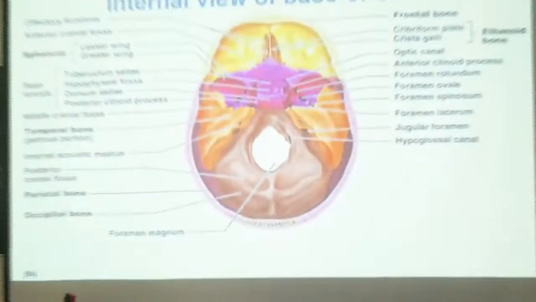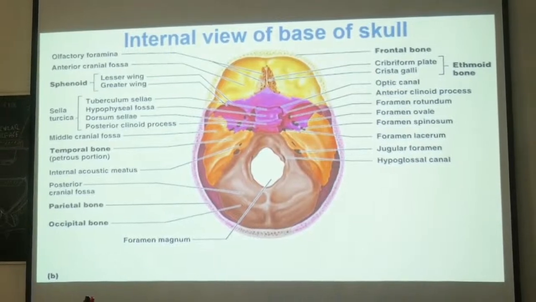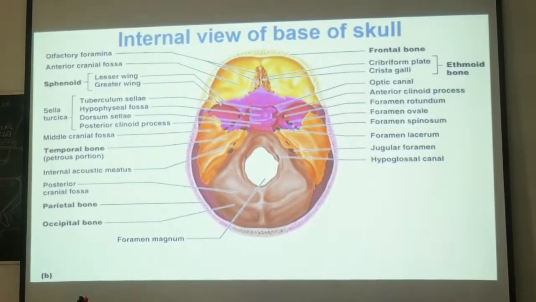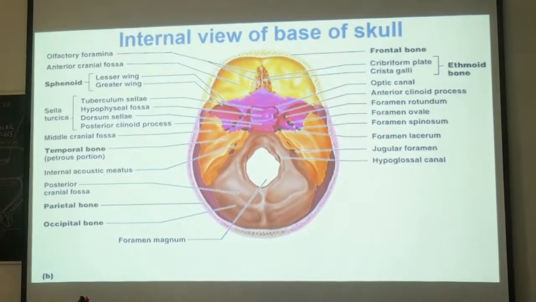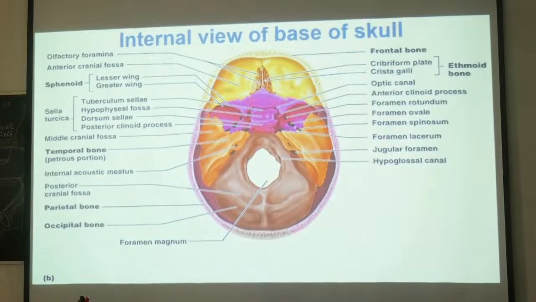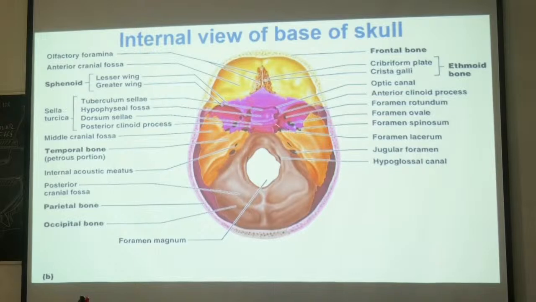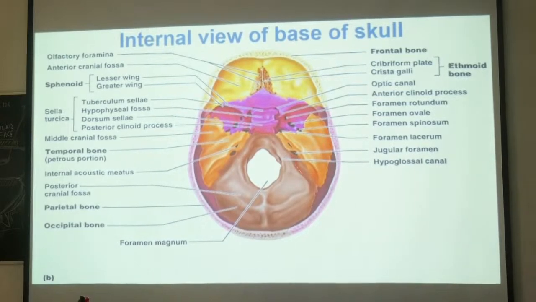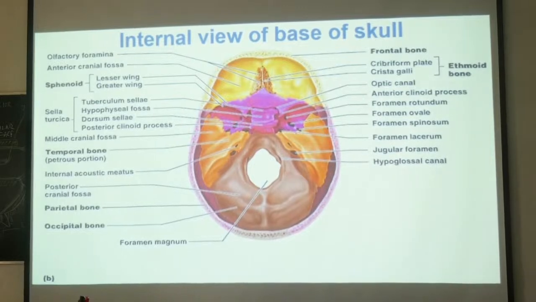After that, in between the lesser and greater wing is the optic canal. Important foramens: the optic canal gives passage to the optic nerve and ophthalmic artery. Then three foramens are present: in front is the foramen rotundum, then the foramen ovale and the foramen spinosum. Contents of which we will discuss. Near the apex of the petrous temporal is the foramen lacerum, and at the junction of the occipital bone and the petrous part of the temporal is the jugular foramen.